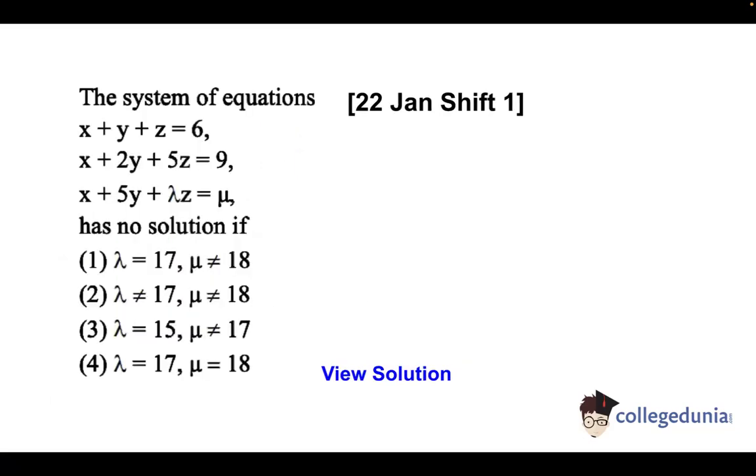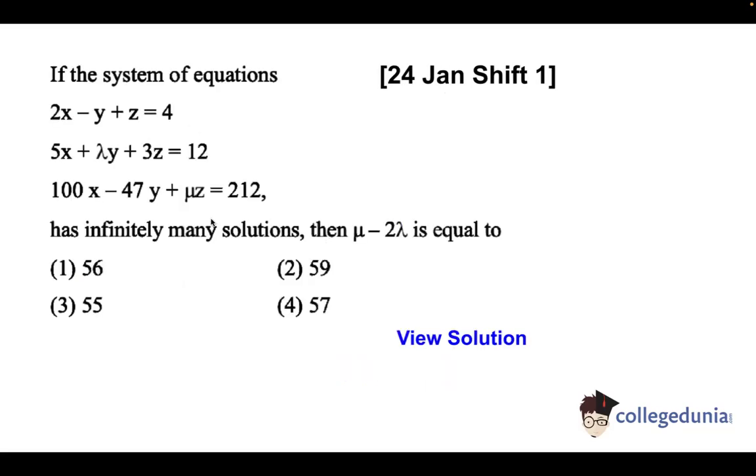Now, after the questions on adjoint of a matrix, these are some questions which came on system of equations. You can generally see that NTA follows a pattern. In this question, three equations are given forming a system of equations, and you need to find the value of lambda and mu for the condition which has no solution. In the next question also you can find a similar pattern.